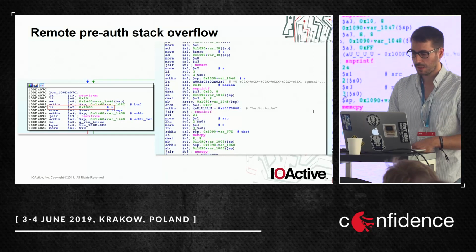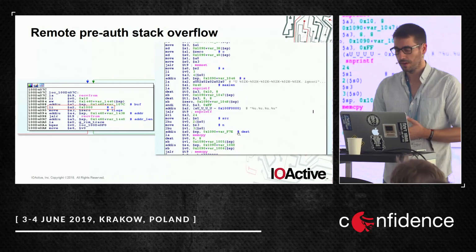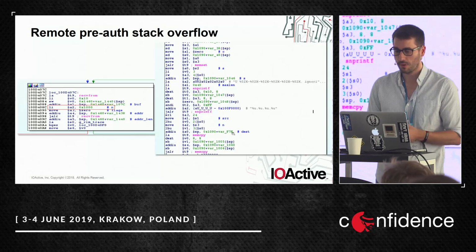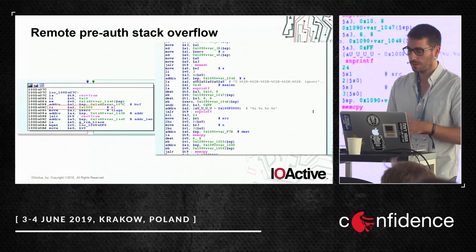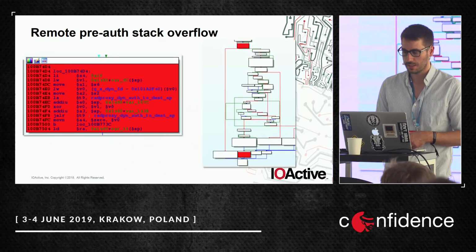We can see that there is a particular memcpy where the source and the size are user controlled, and the destination buffer is a stack buffer, so it's a pretty straightforward stack buffer overflow, pre-authentication. I mean, the attacker doesn't need any kind of authentication to exploit this issue.